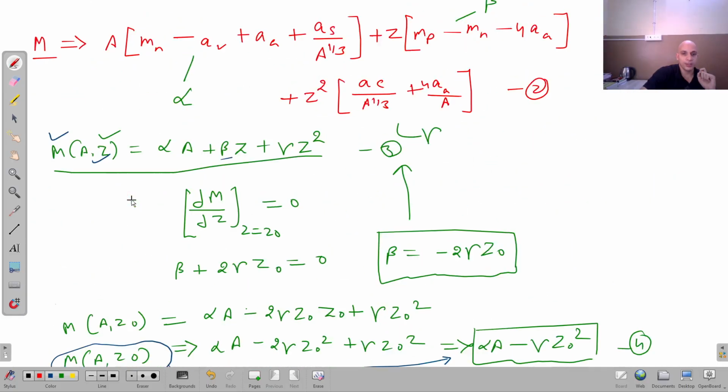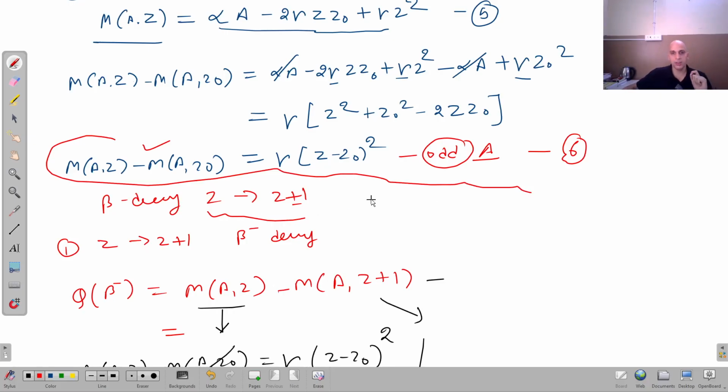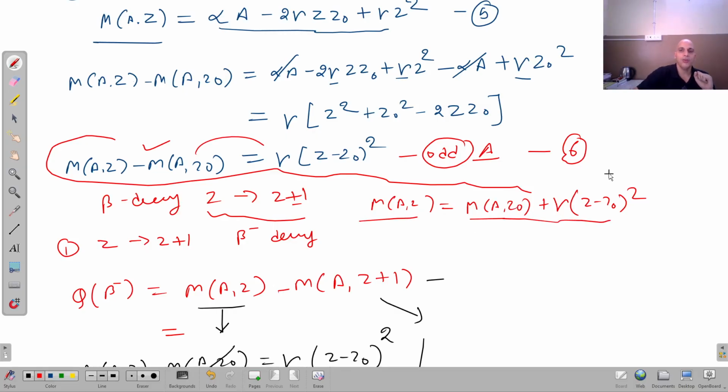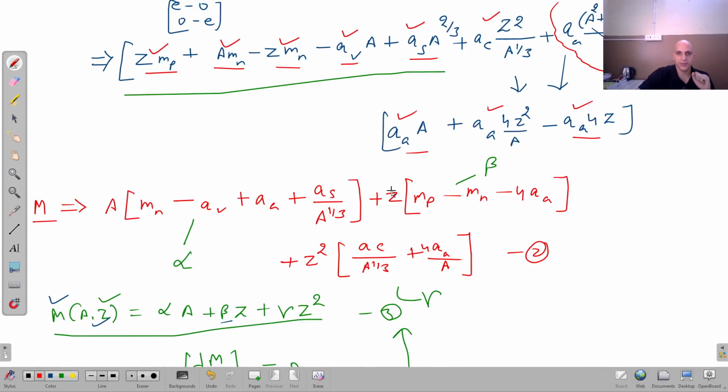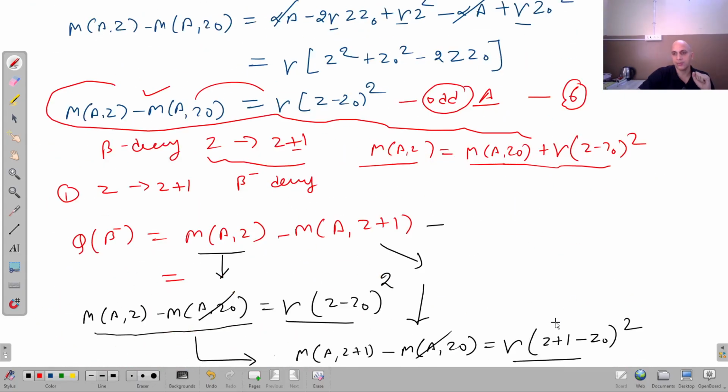We have plotted this equation number 6 here. How did we plot it? We took M(A,Z) is equal to M(A,Z0) plus gamma into (Z minus Z0) square. So you can see M(A,Z) is equal to this one. If we look at the graph, M(A,Z0) plus this is the parabola relation, and this relation is this one.